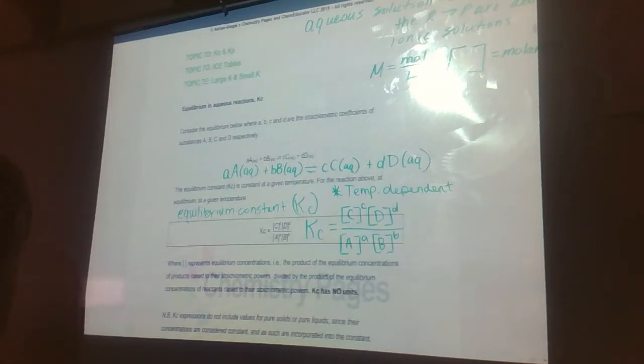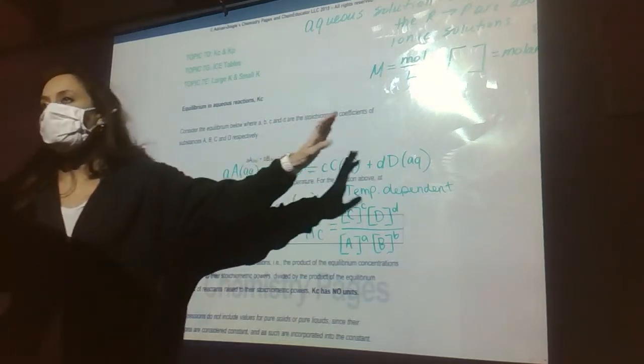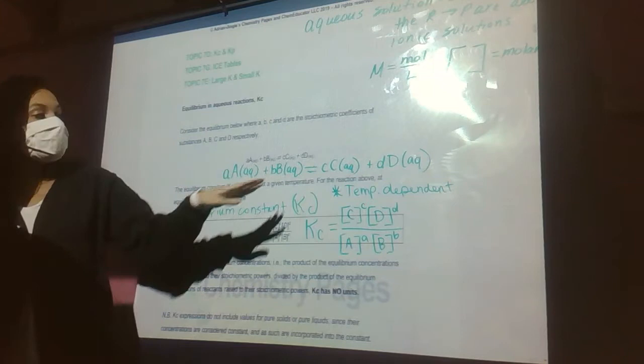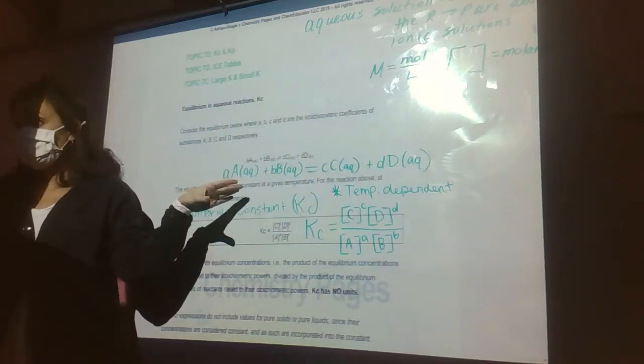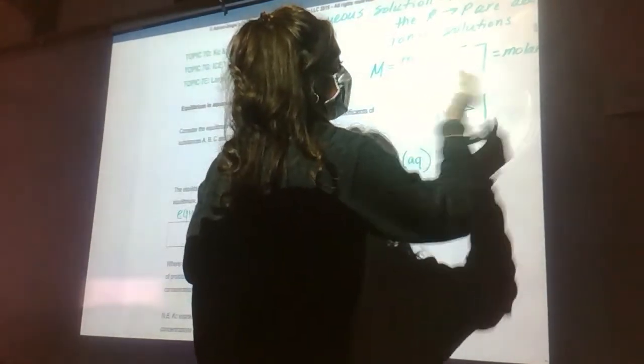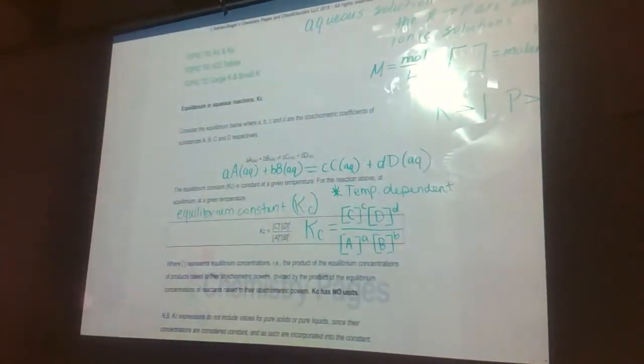And what they're going to tell us is that a large Kc value, greater than 1, tells us that this equilibrium lies to the right. So when all is said and done and the rate of the forward equals the rate of the reverse, it's reached equilibrium. There's more product than reactant if K is big. So if K is greater than 1, at equilibrium, products are greater than reactants. The larger K is, the more products versus reactants you have at equilibrium.